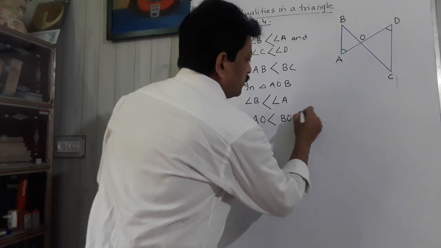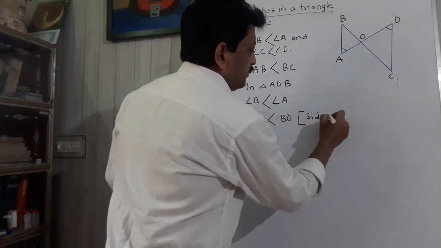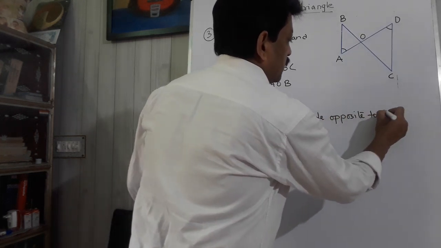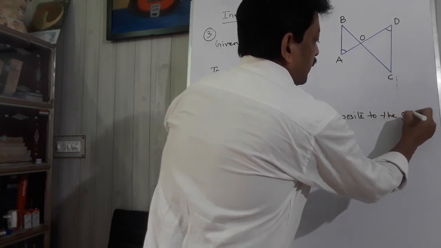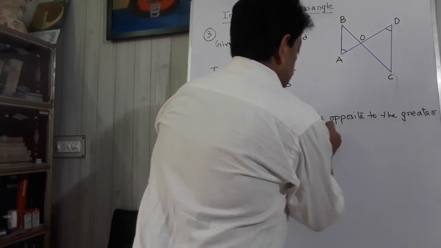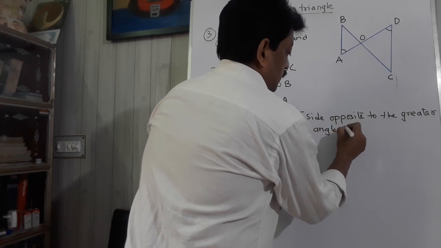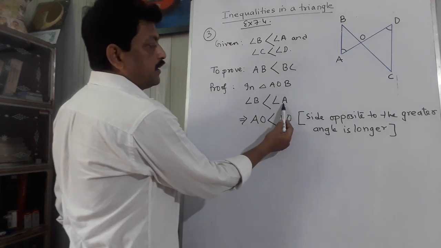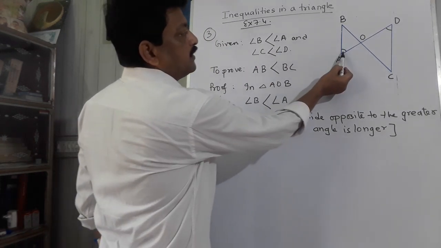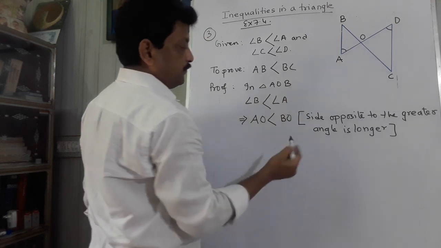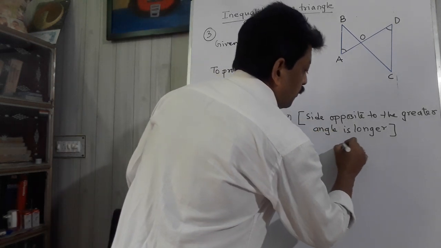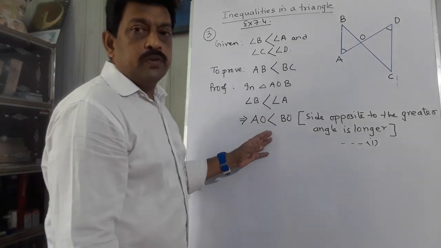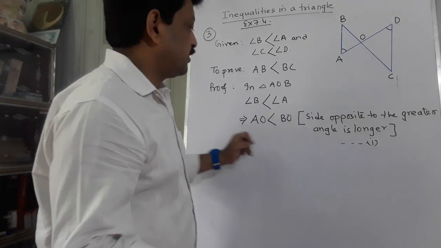Okay. Here we have used the theorem side opposite to the greater angle is longer. Angle A is greater, so BO is longer. Okay, this is inequation 1. It is an inequation actually, because there is no equals to, so it is not an equation, it is an inequation.